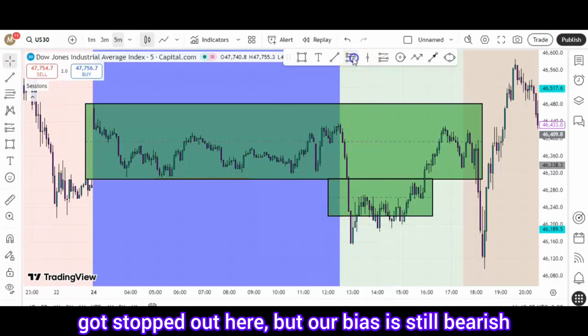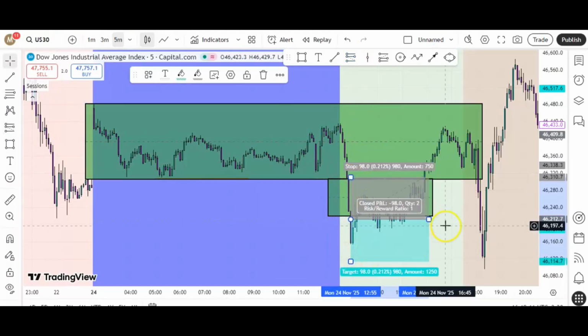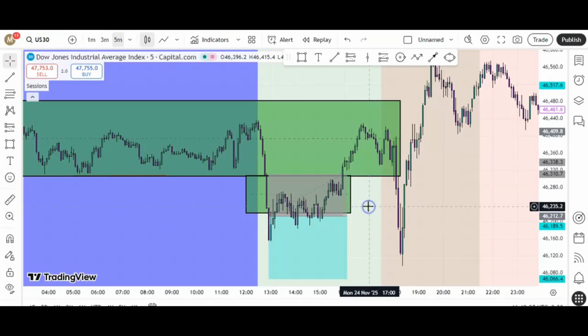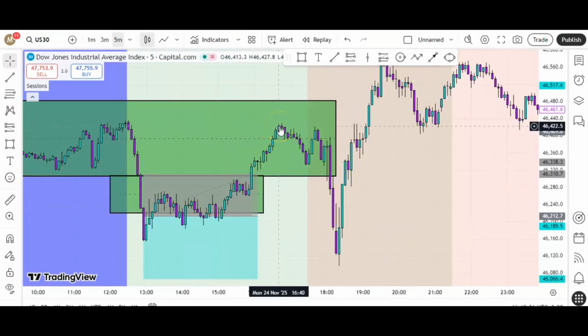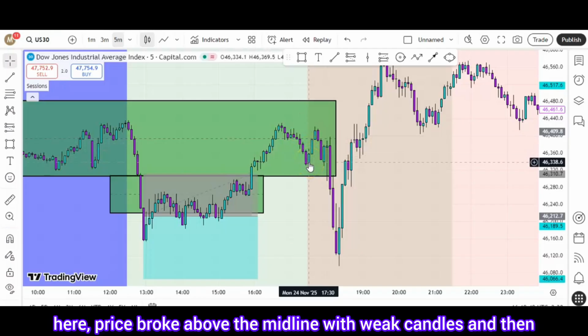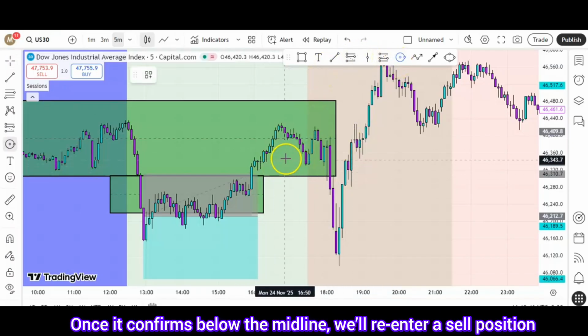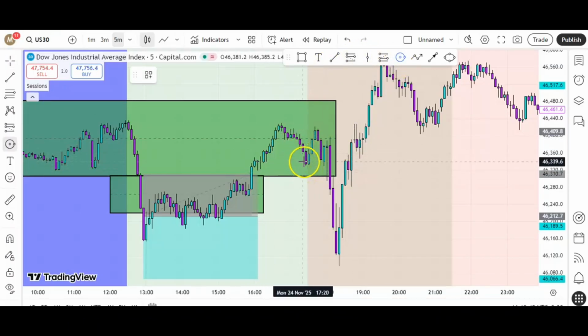Got stopped out here, but our bias is still bearish. Here price broke above the midline with weak candles and dropped back below it. Once it confirms below the midline, we'll enter a sell position.